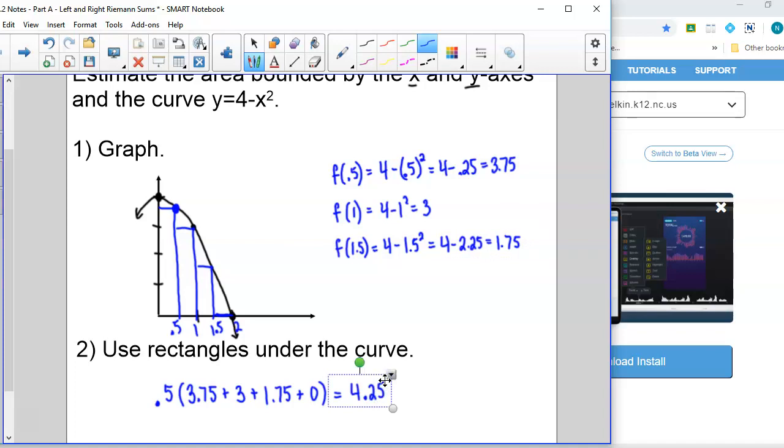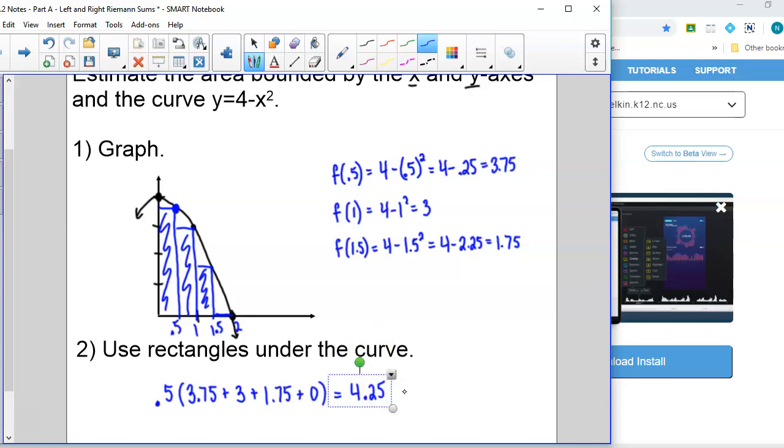Now this is an approximation. It is not the exact area. Is it an overestimate or an underestimate? If we're talking about the actual area, it would be this whole area underneath the curve. We have just found the area of our rectangles. So it's an underestimate, right? So this one will be an underestimate in this case. But that does tell us for sure that the actual area is greater than 4.25.